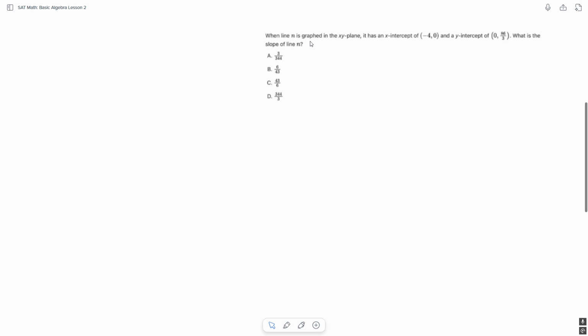So it says this is going to be in a similar format where it has an x-intercept of negative 4, 0 and a y-intercept of 0, 86, 3. So we know if we were to graph it, it would look something like this, negative 4, 0, 86, 3, right? So what you can do, draw the line. It looks positive, so this makes sense.